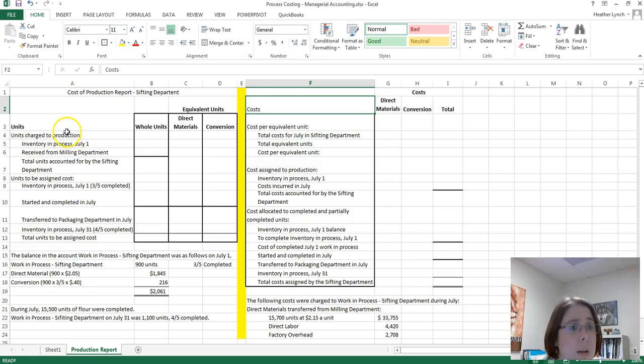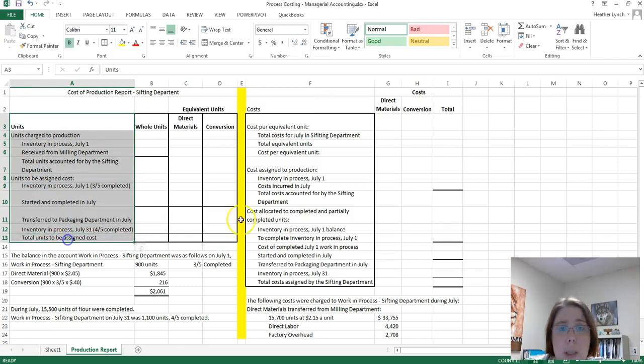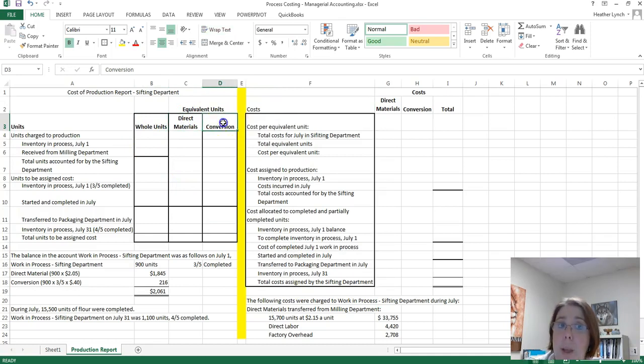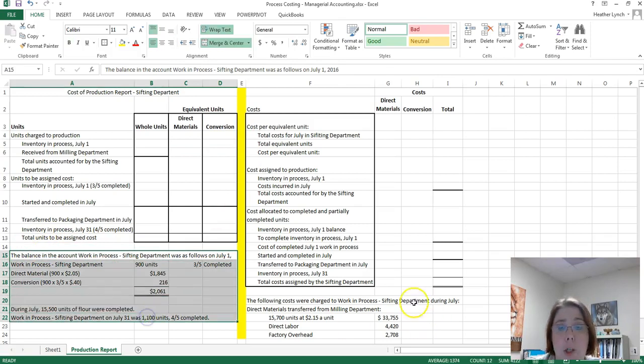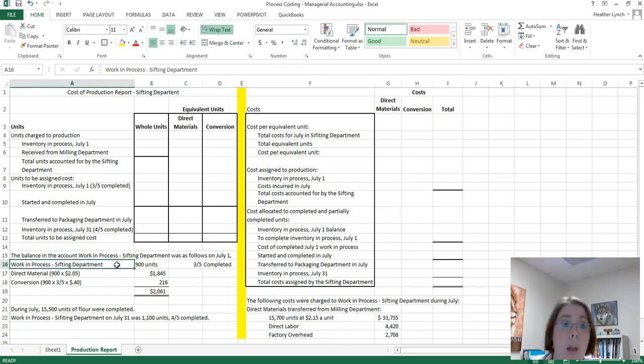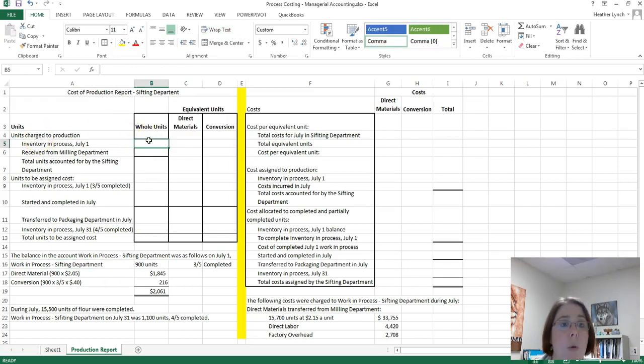So I went ahead and pre-filled in the account titles for every section. We have our whole units, our direct materials, our conversion, and then we have our information. They've given us some information here that we're going to wind up using every little bit of. Like I said, we have to start with units, so let's do that. Inventory in process as of July 1st: the balance in the account, work in process, sifting department, on July 1st was 900 units.